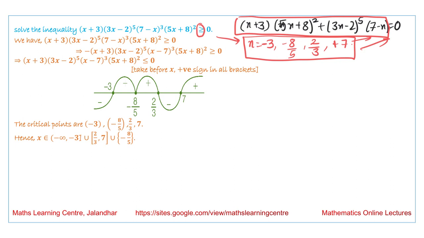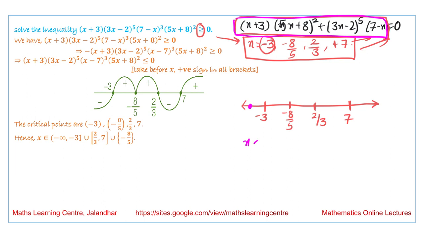Now we move to the part where this term is greater than or equal to 0. I am plotting these points on the number line: -3, then -8/5, then 2/3, and then 7. Now suppose I substitute in this whole term a value of x which is less than -3. Suppose I substitute x equal to -4.